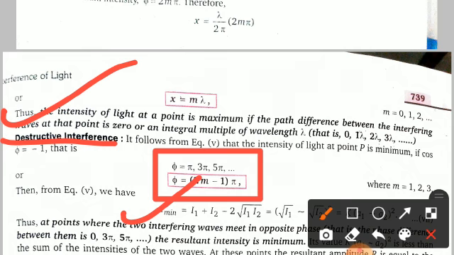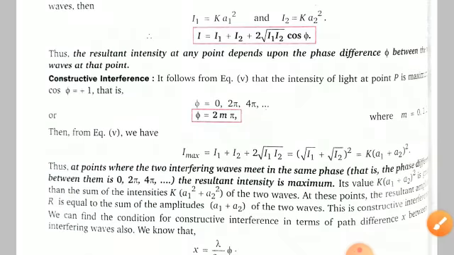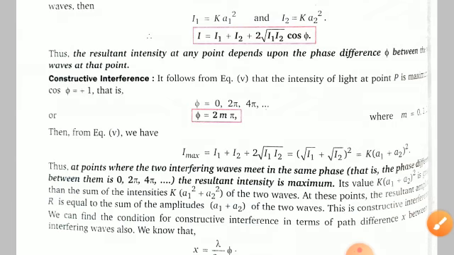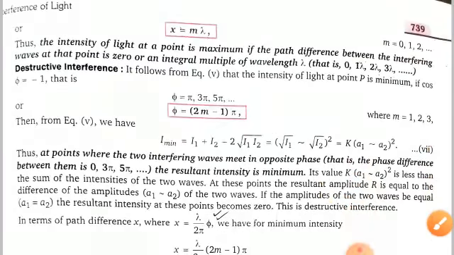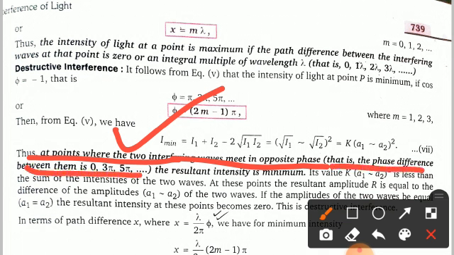In the same formula which we proved for the resultant intensity at point P, we put cos phi equals minus 1. So we get I minimum equals I1 plus I2 minus 2 root I1 I2, which equals root I1 minus root I2 whole square, which equals k times A1 minus A2 whole square. At a point where the two interfering waves meet in opposite phase, that is, the phase difference between them is pi, 3 pi, 5 pi, the resultant intensity is minimum.